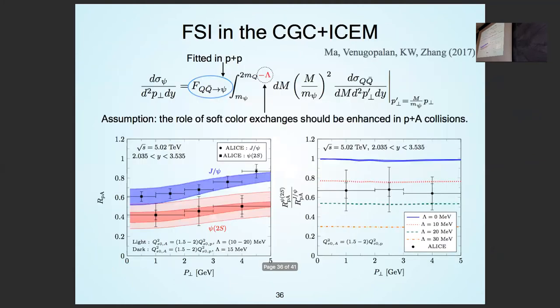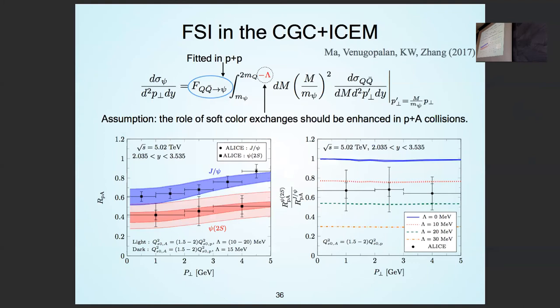So last year we argued this comover effect as comover partons interacting with the produced c-cbar pair in the final state. So we need to put up some model to explain this comover interaction in the final state. To do so, we employ the CGC plus improved color evaporation model. In proton-proton collisions, we fit the normalization here, and this lambda is responsible for the transverse momentum kick by comover partons.